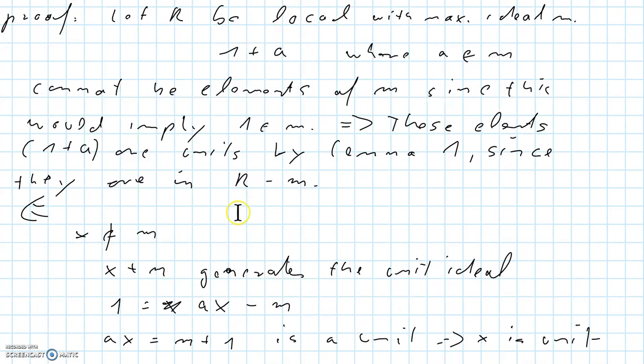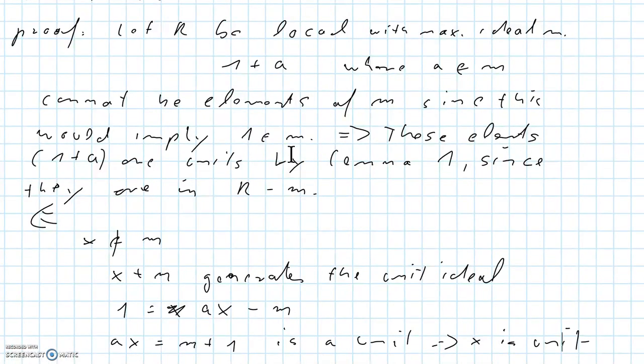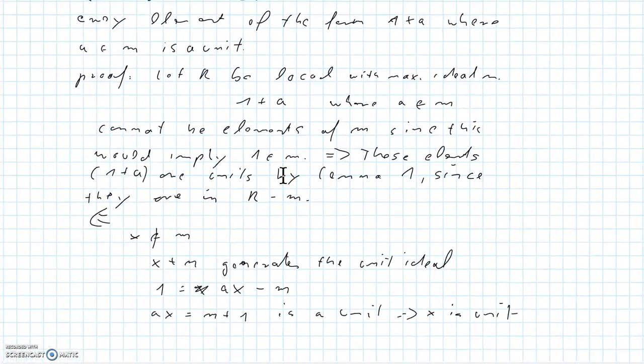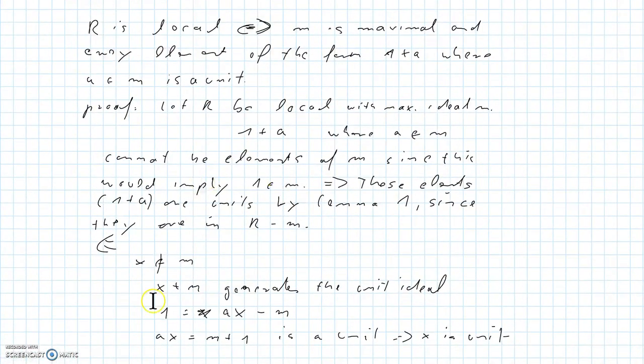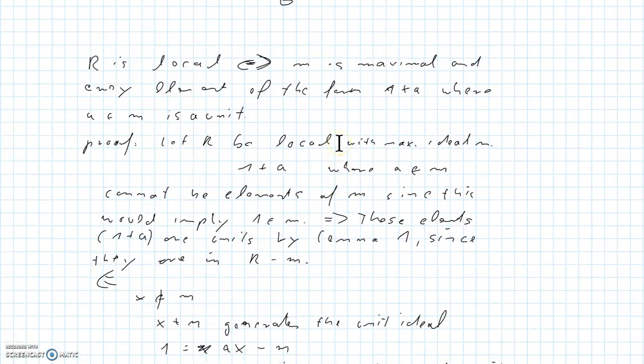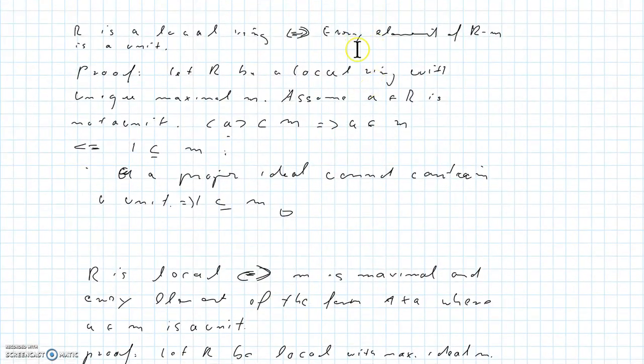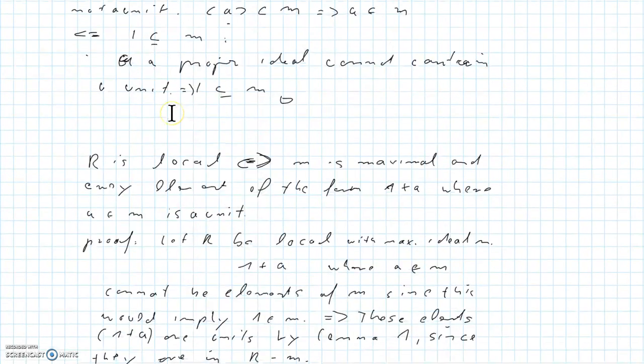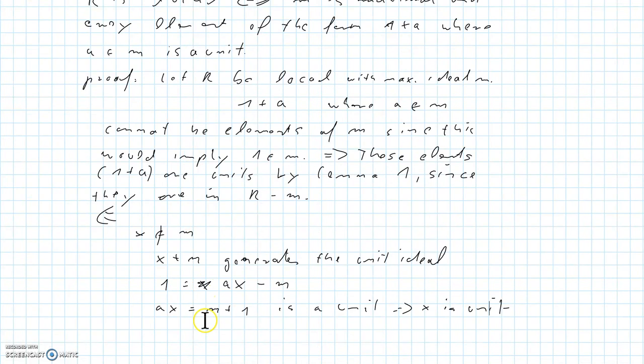Now if we zoom out a little bit, you see what we have done. We have shown that the assumption that X is not in M led us to the conclusion that X is a unit. And by our first lemma, this is equivalent to saying that R is a local ring. So in effect, we have now shown that R is a local ring. And this concludes the proof of the second lemma.